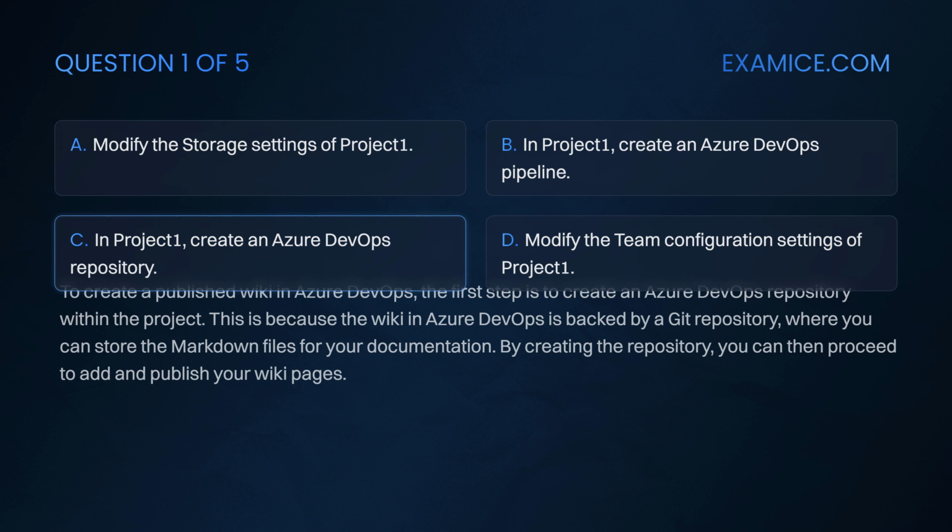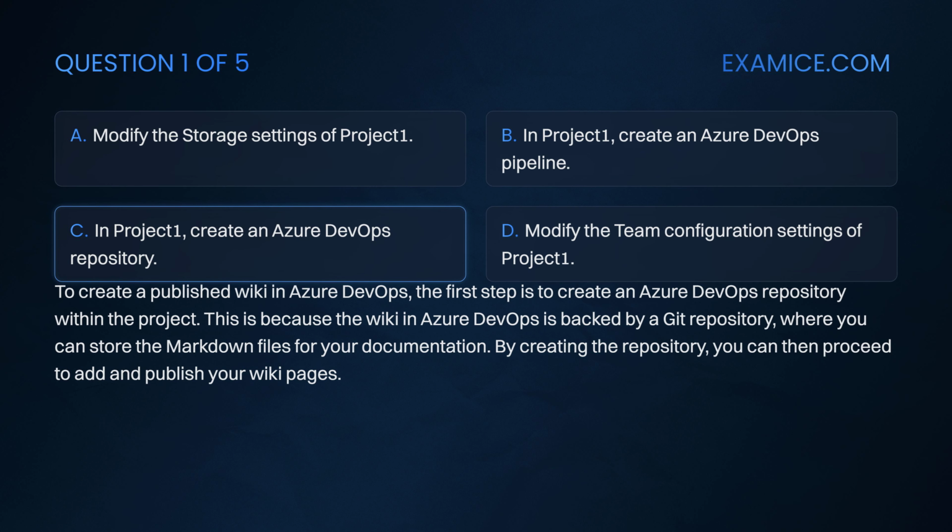To create a published wiki in Azure DevOps, the first step is to create an Azure DevOps repository within the project. This is because the wiki in Azure DevOps is backed by a Git repository where you can store the markdown files for your documentation. By creating the repository, you can then proceed to add and publish your wiki pages.